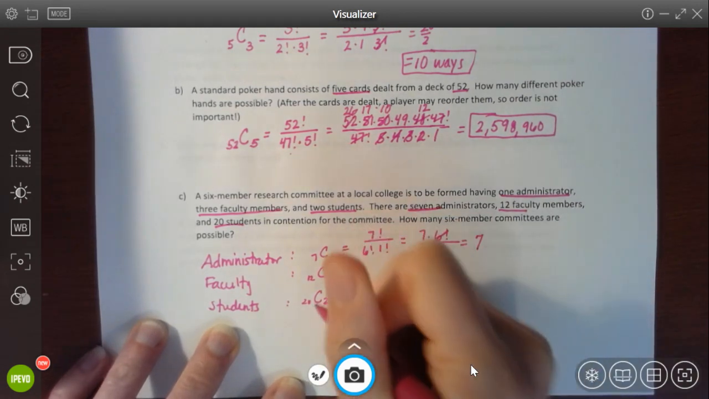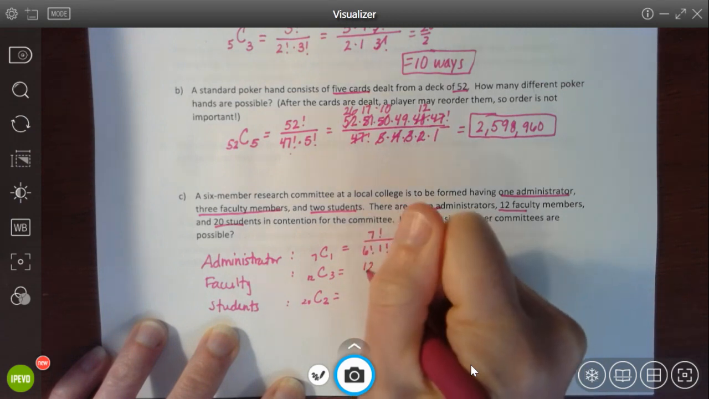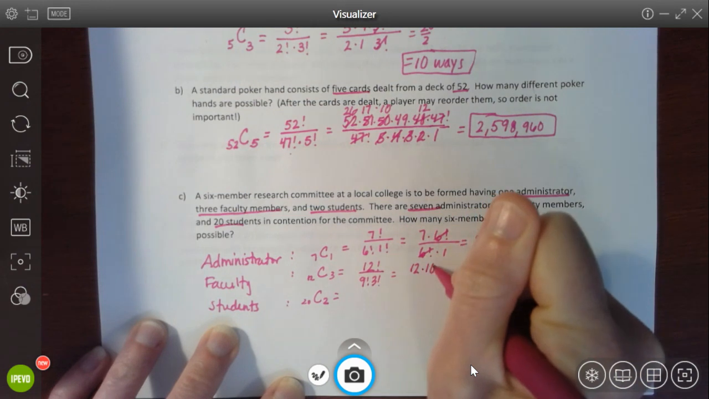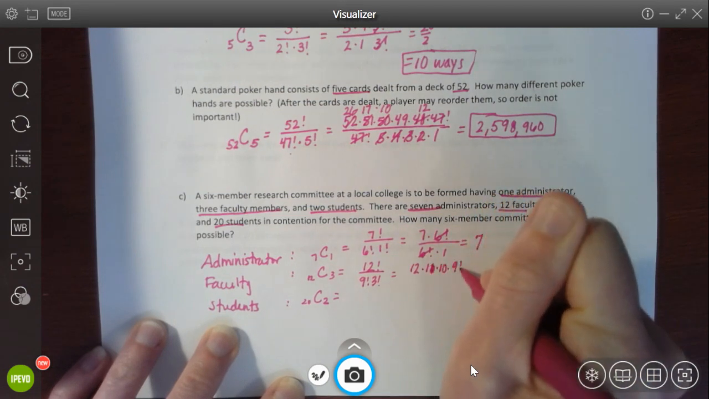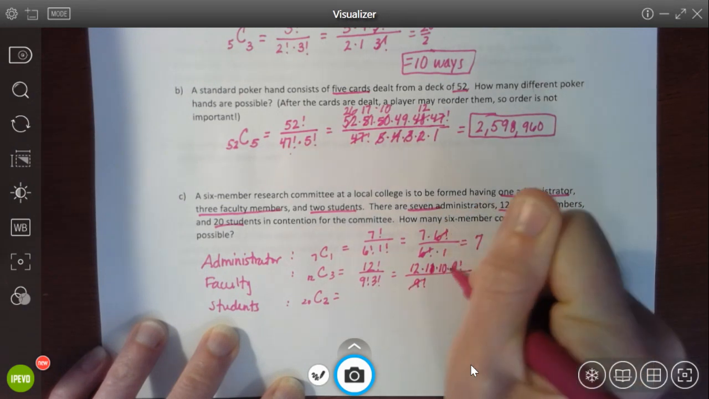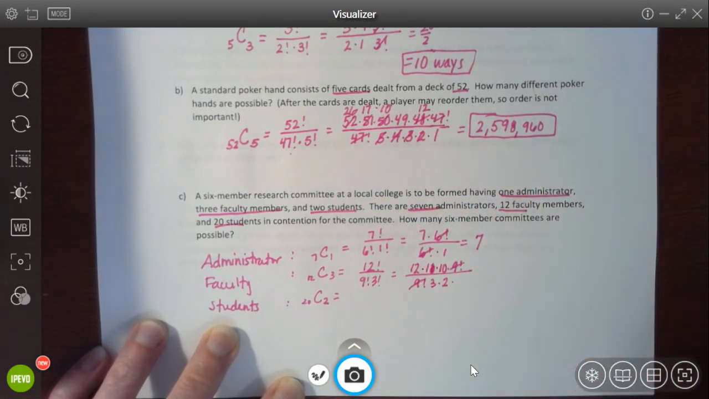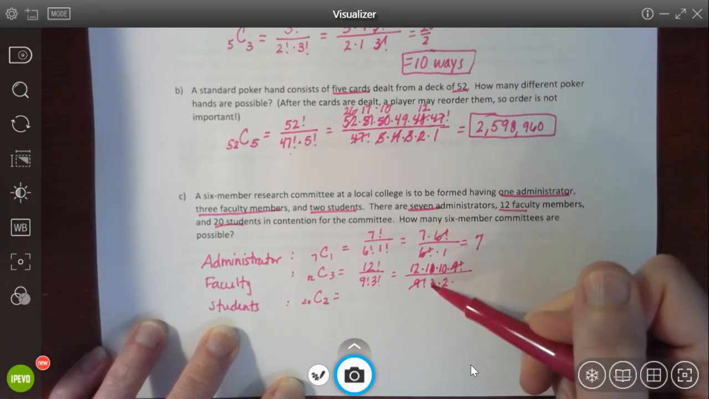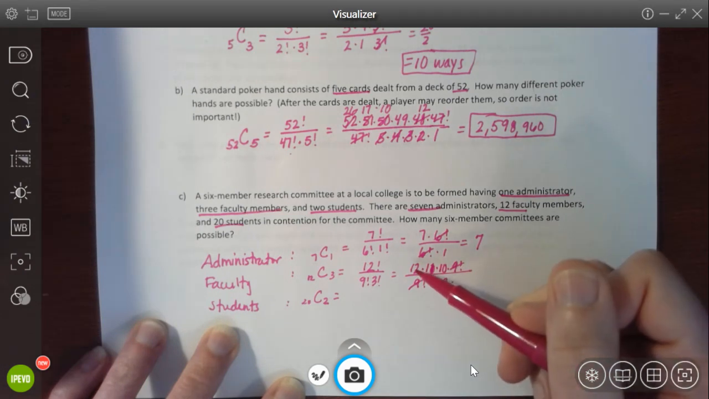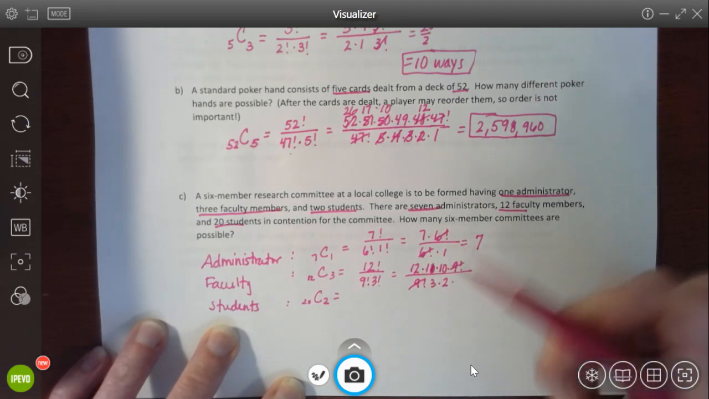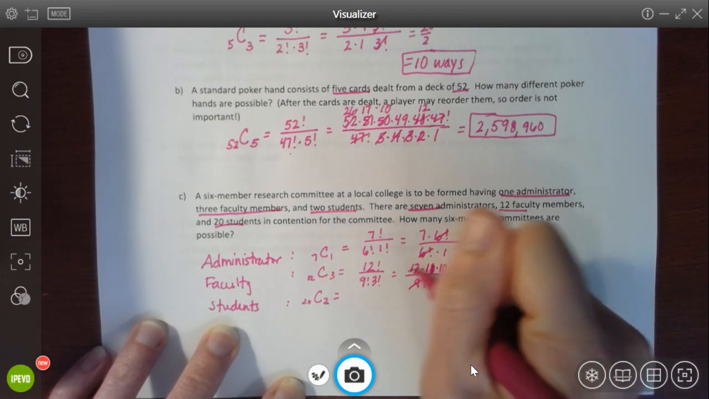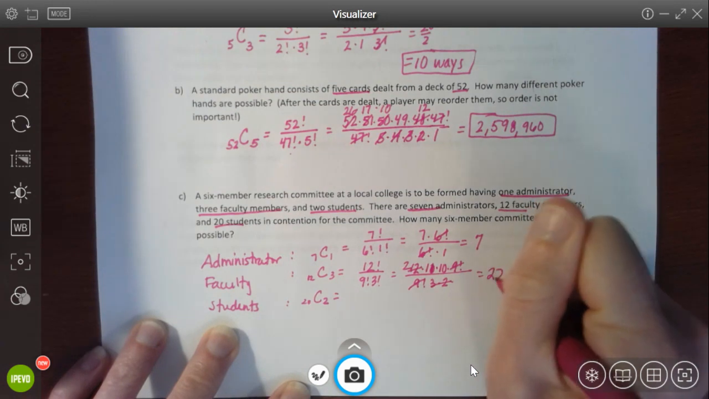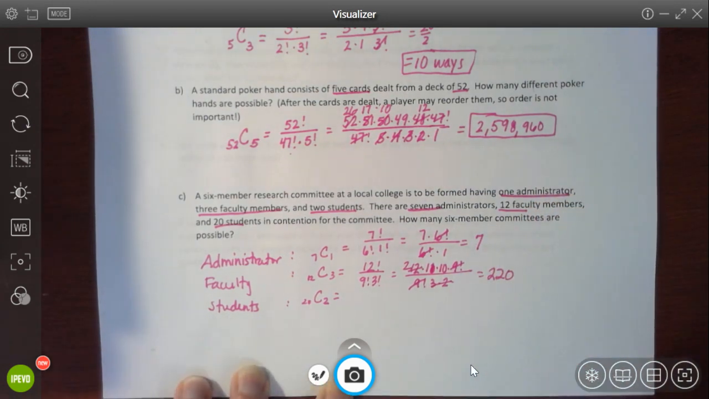For my faculty, I have 12 and I'm choosing 3. So I'm going to do 12 factorial over 9 factorial times 3 factorial. 12 times 11 times 10 times 9 factorial in my numerator, 9 factorial in my denominator, and then I'm going to expand 3 times 2. So I have 12 times 11 times 10, and then divided by 3 times 2. So again, I could either multiply straight across the top and then divide, or I can simplify. 3 times 2 is 6. That's going to go into 12 2 times. So 2 times 11 times 10, there were 220 ways I could choose faculty members.